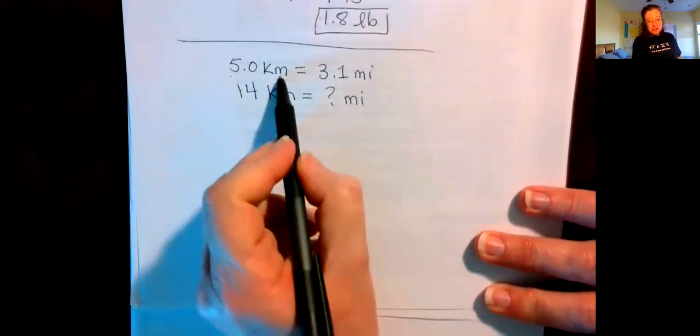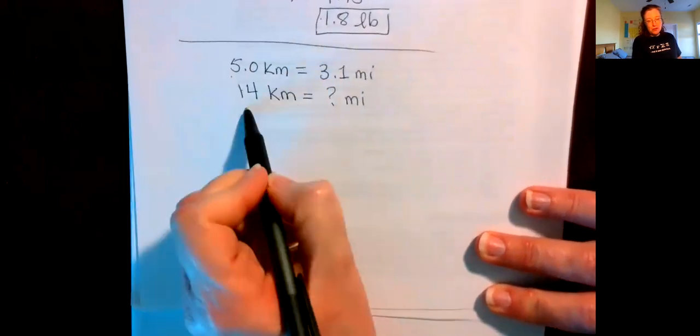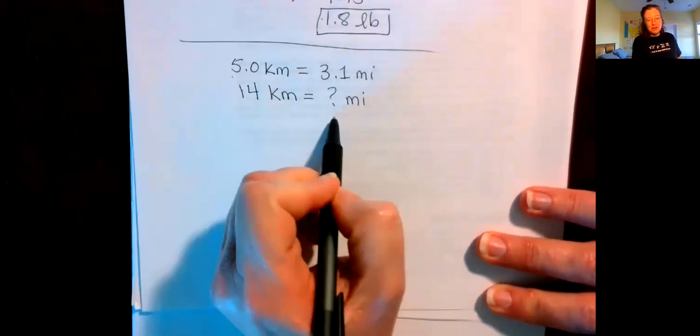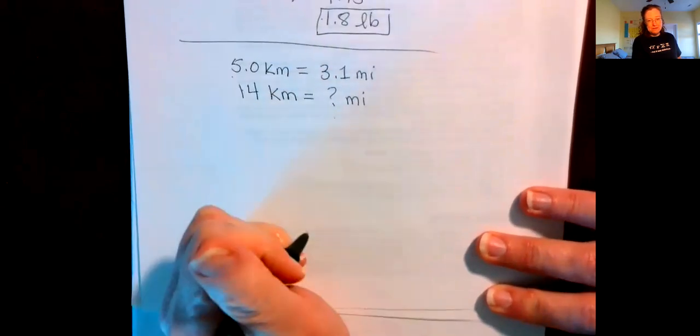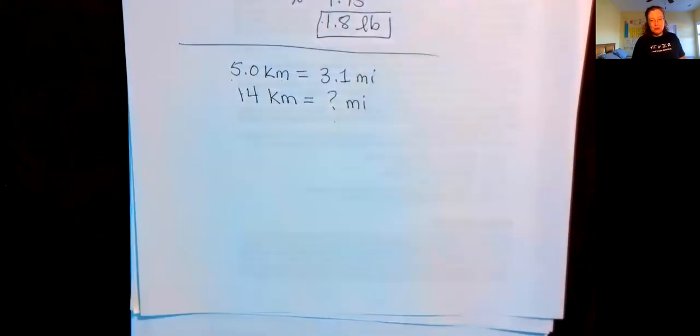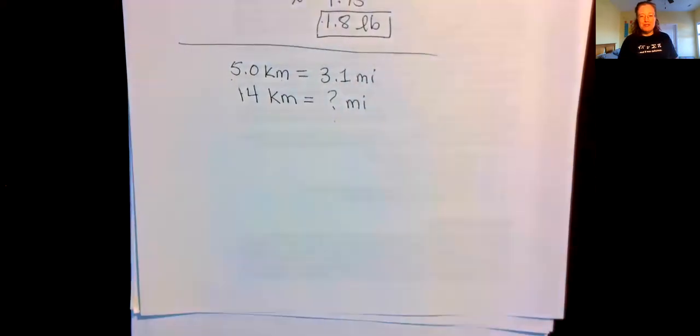2 units, 3 numbers, 1 missing. You can solve this using a proportion. I'm going to let you pause and set up your proportion. Again, there's a couple ways to set it up, but in the long run, we should have the same answer. All right, go ahead and pause.